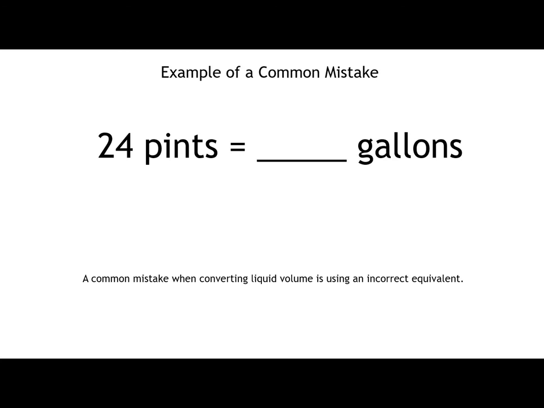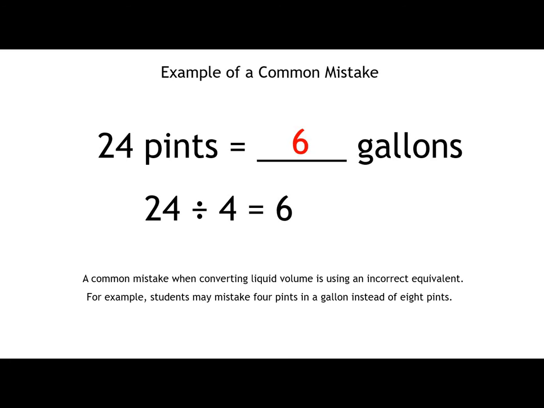A common mistake when converting liquid volume is using an incorrect equivalent. For example, students may mistake 4 pints in a gallon instead of 8 pints. It is okay to refer to the conversion chart if you are unsure.